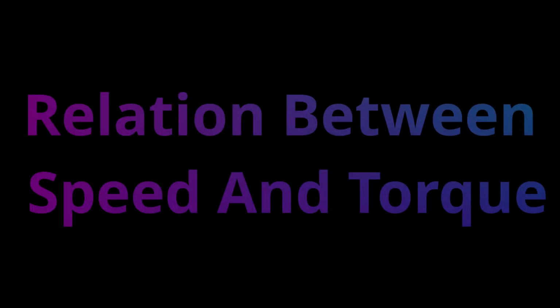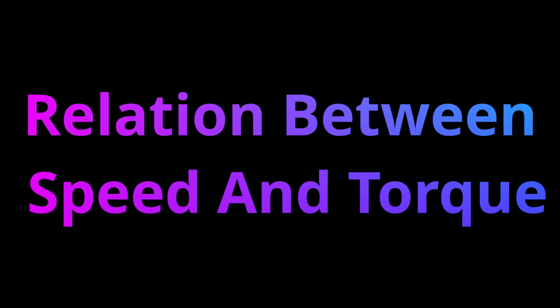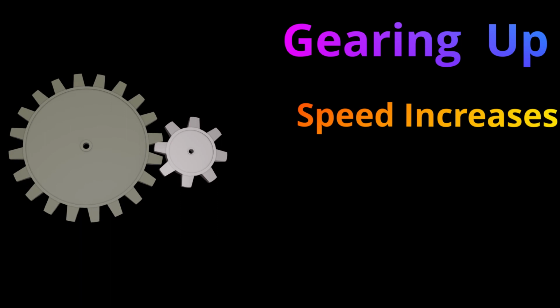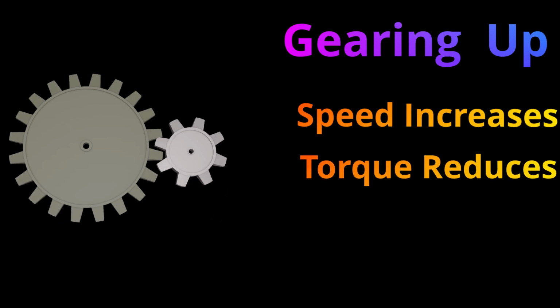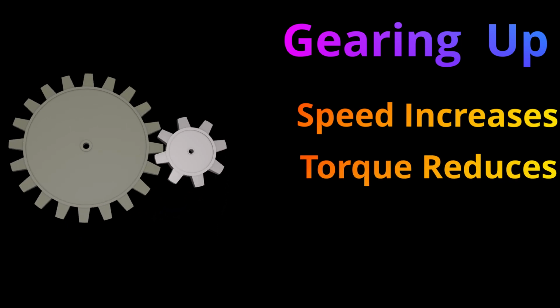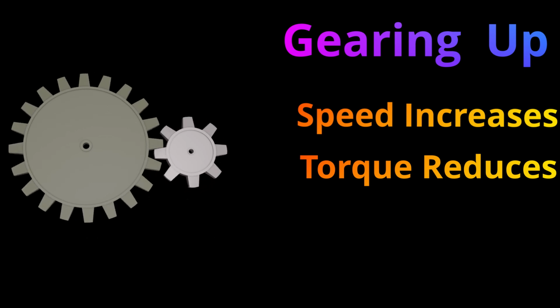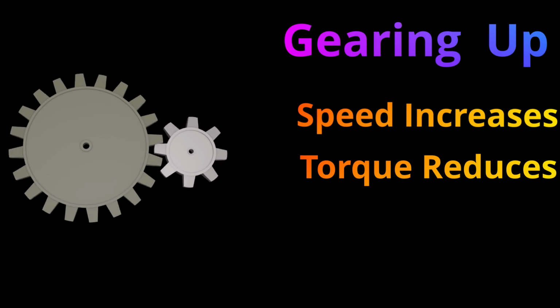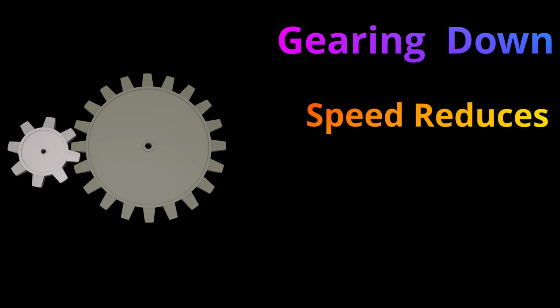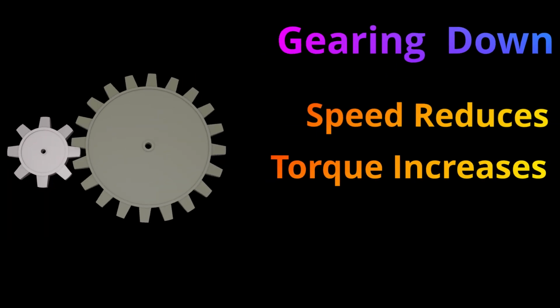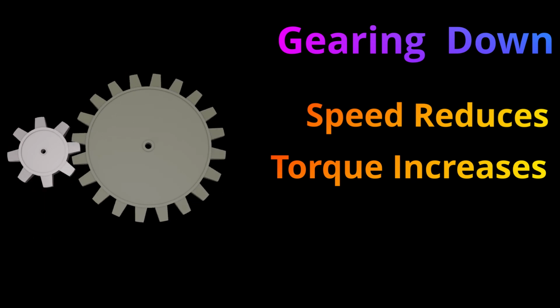With the knowledge that we gained on torque and the variance of speeds of gears, we can formulate a relation of the force and speed of gears. When we gear up, that is, if a larger gear rotates a smaller one, the speed increases, but the torque of the gear reduces. But when we gear down, that is, a smaller gear driving a larger one, the speed decreases, but there is an increase in the torque.